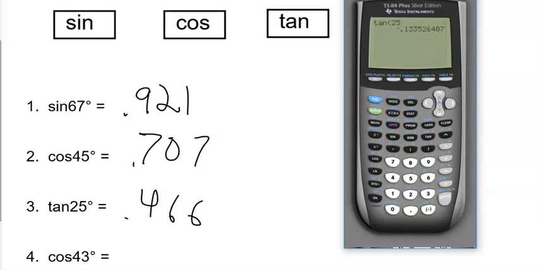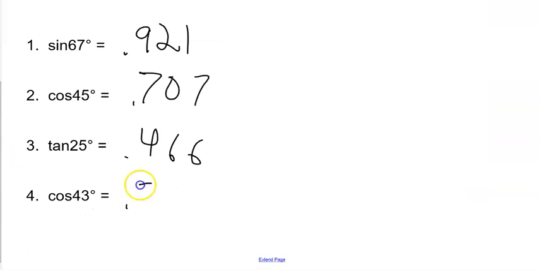Okay? So our next one is cosine of 43. Cosine, C-O-S, 43. If you don't put the parentheses, it won't make a difference. 0.7313, so that's 0.731. And that's it. That's all you do for that first part.